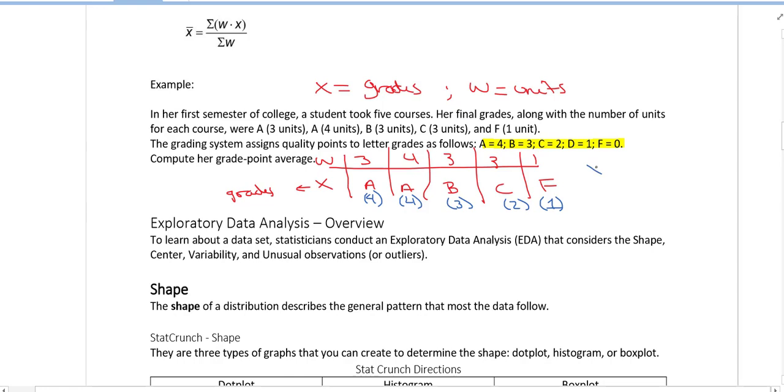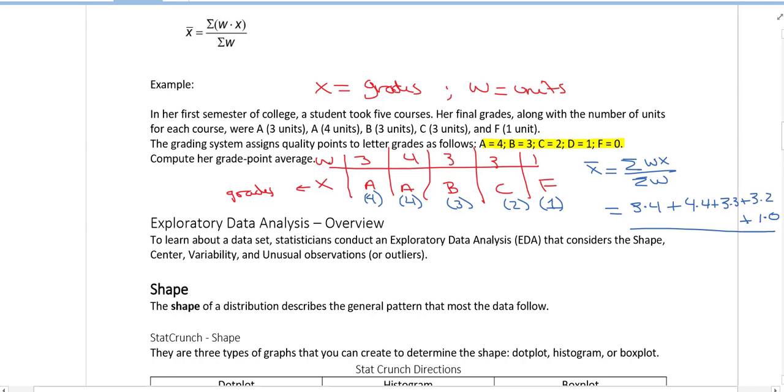So when I say my x bar is the sum of the weights, so weight times x, divided by the sum of the weights, then I'm going to be doing Wx, so 3 times 4. So I'm going to have 3 times 4 plus, and then 4 times 4 plus 3 times 3 plus 3 times 2 plus 1 times 0 divided by, sorry, I didn't leave myself enough room here, the sum of all the weights.